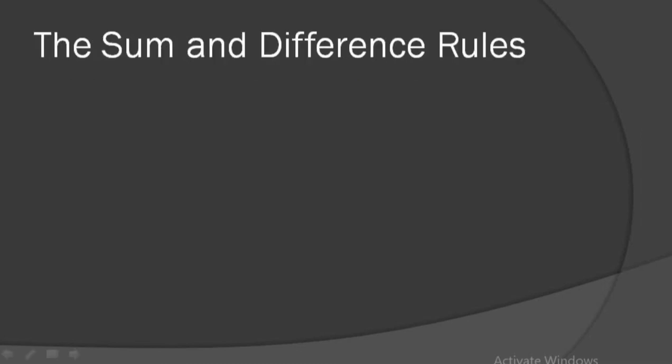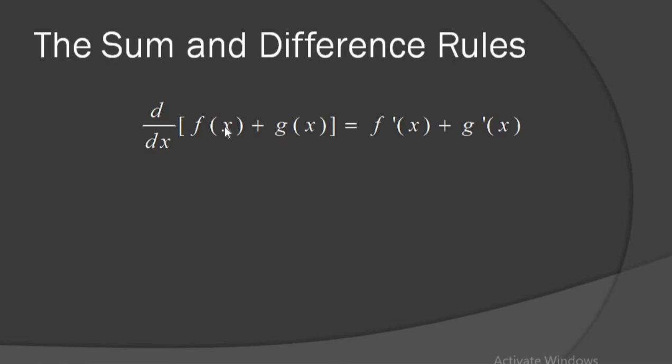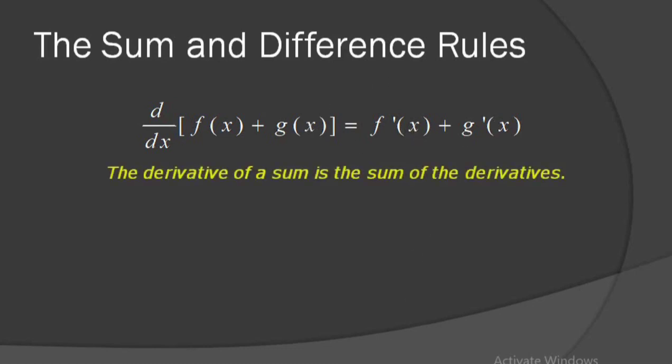Now next rule is the sum and difference rule. Here we have two functions. First is f of x and second is g of x. The relation between f of x and g of x is summation. Then we have to find the derivative of f of x plus g of x with respect to x. We get the derivative of the first term is f dash x plus the derivative of the second term is g dash x. It means the derivative of a sum is the sum of the derivatives.